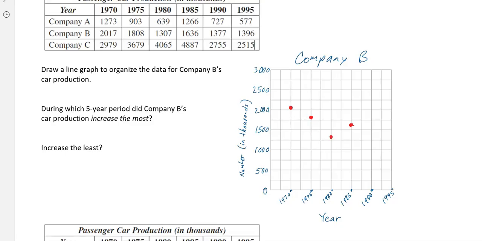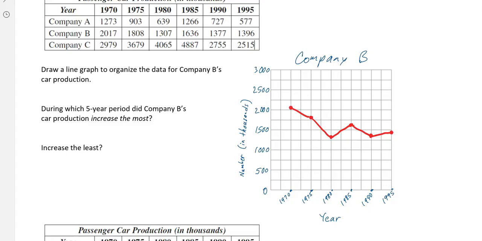The next number is 1377 in 1990, so probably about there. And then 1396, be a little bit higher than that for that next one. And then we connect those dots with our line. And there we have our line graph.